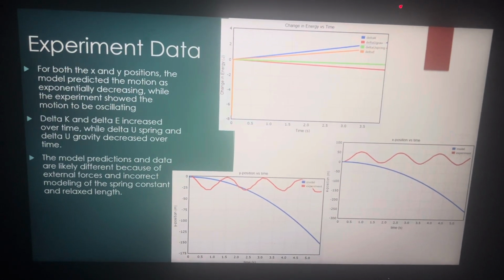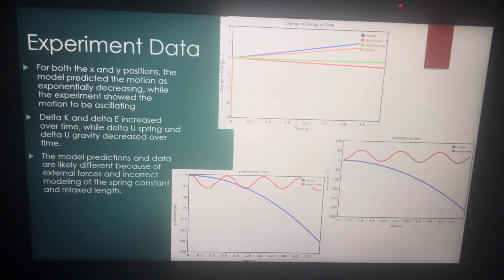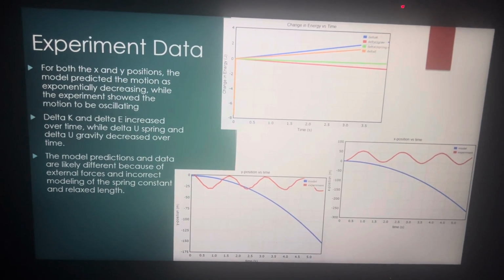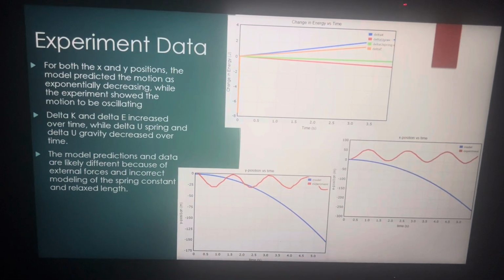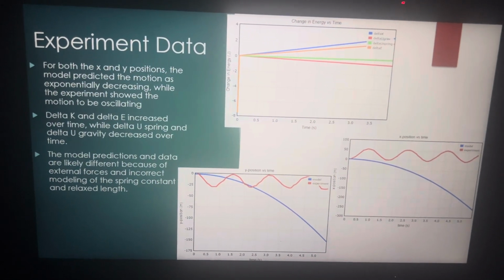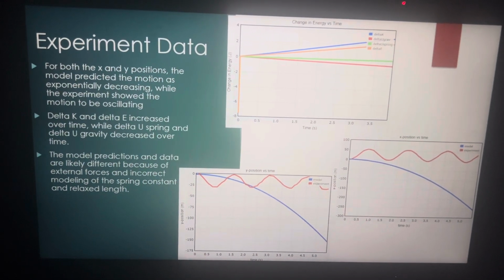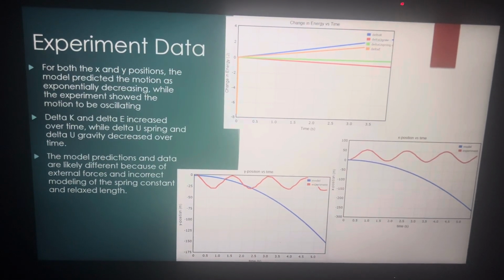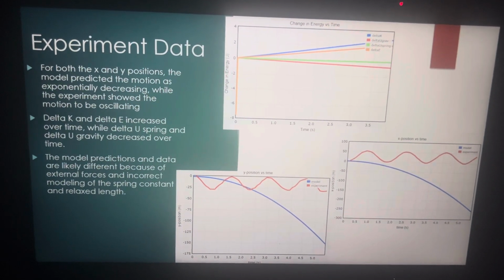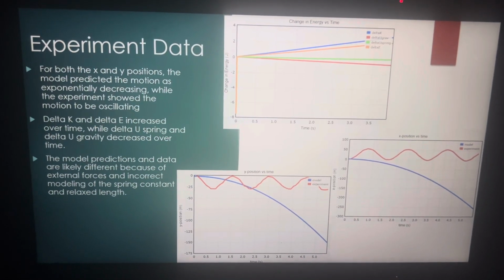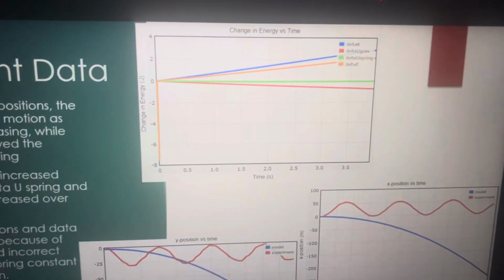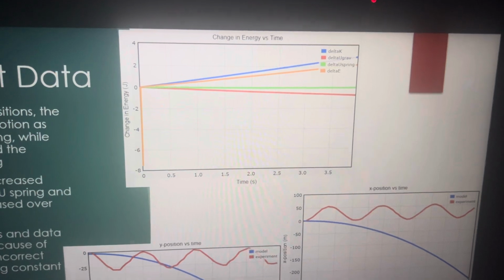So for both the x and y positions, the model predicted the motion as exponentially decreasing, but the experiment showed the motion to be oscillating. In the change in energy versus time graph, delta K and delta E increased over time, while delta U spring and delta U gravity decreased over time. The model predictions and data are likely different because of external forces and some incorrect modeling of the spring constant and relaxed length. So this is the first graph, which shows the change in energy versus time.